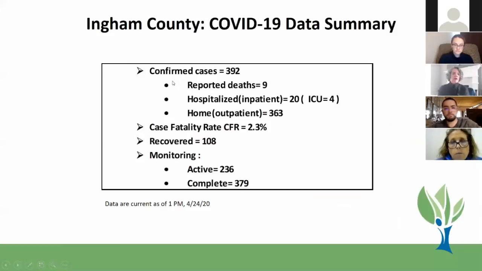So here we go. We are at 392 cases and 9 reported deaths. 20 of those folks are in the hospital, 4 in ICU. We've been holding steady at 4 in the ICU for quite a while here. And so we have 108 recovered. We've been monitoring a whole bunch of people. 236 of those are active and 379 are complete.